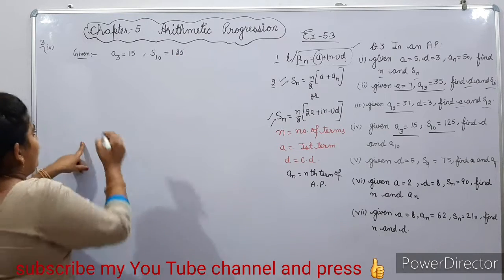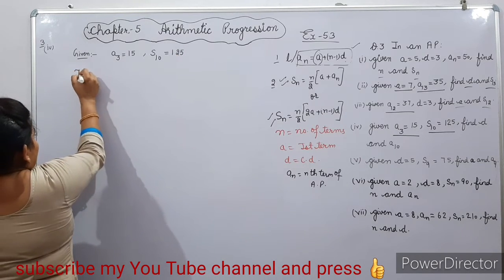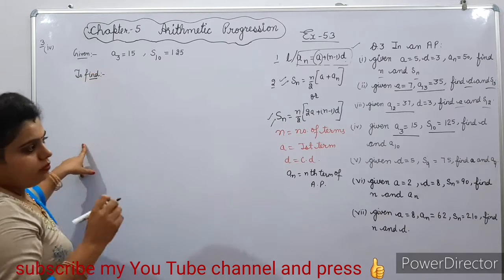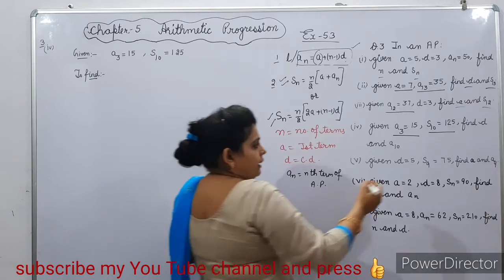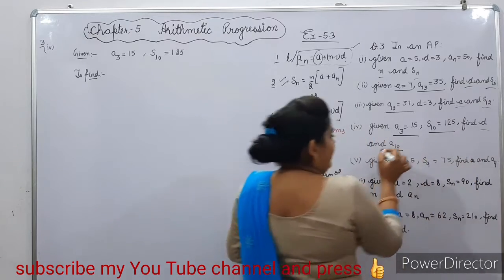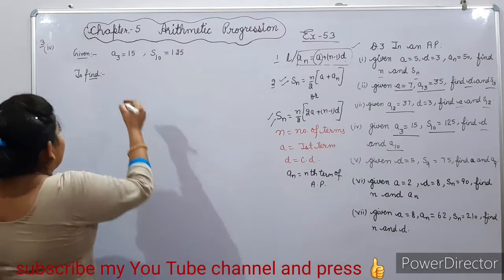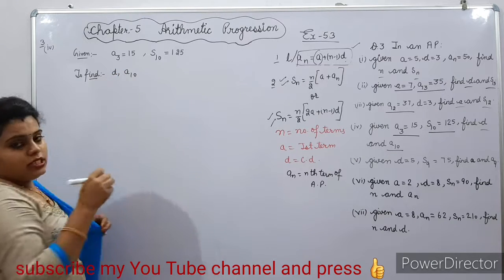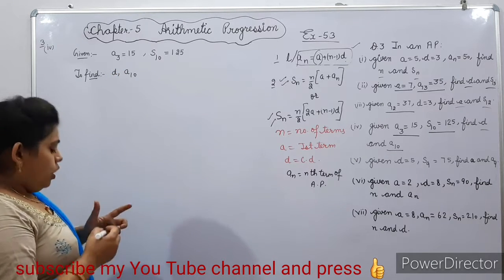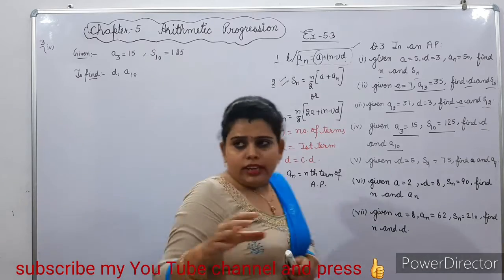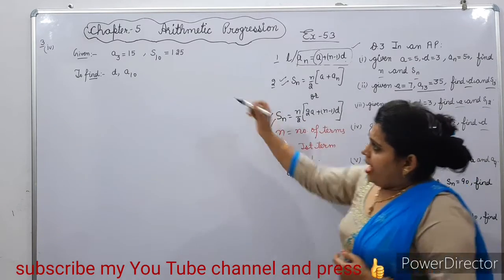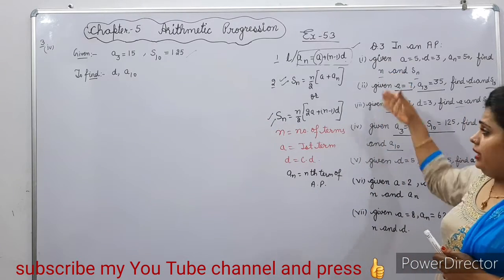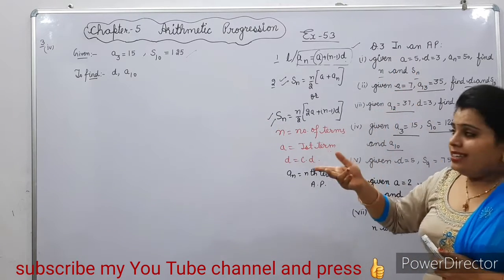Now what we have to find? We have to find D and A10. Now dear students, can you observe one thing in this? Sn is given, and up to these three parts, in these three parts we had to find Sn.